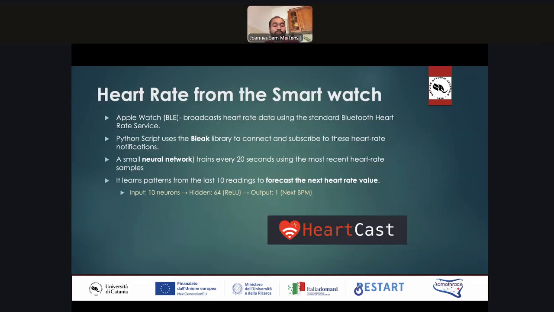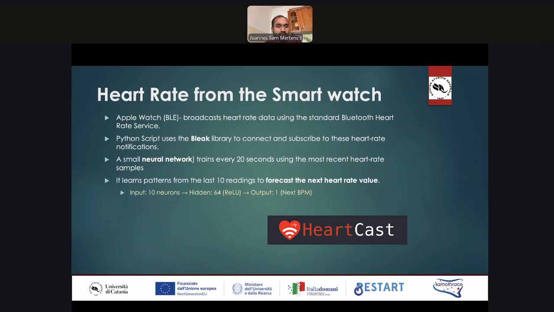And like I said, we used a data set for all this machine learning task, but we were also getting real data. We used this app called Heartcast, an app on the Apple Watch, to get the heart rate data. The watch uses Bluetooth Low Energy to broadcast the Bluetooth packets. So it uses the standard Bluetooth heart rate service, which is a standard service in the Apple Watch. And we used a simple Python script that uses a library called Bleak to subscribe to these notifications, these Bluetooth packets.